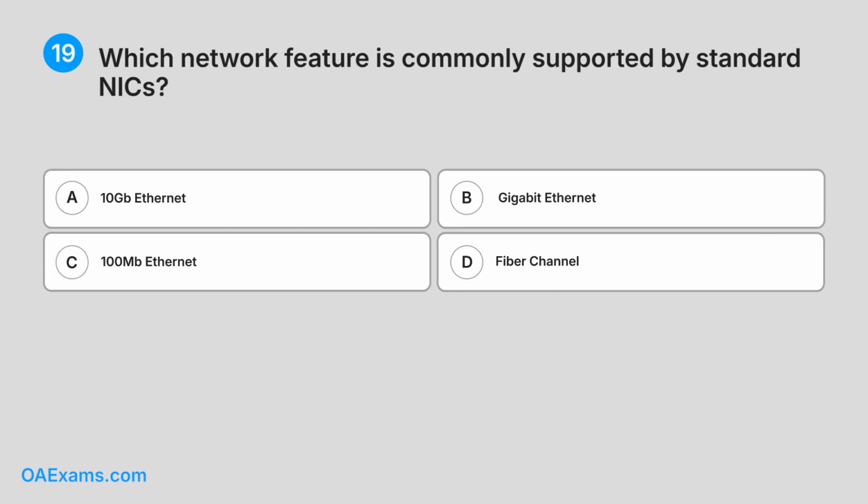19. Which network feature is commonly supported by standard NICs? A. 10 GB Ethernet. B. Gigabit Ethernet. C. 100 MB Ethernet. D. Fiber channel. Can you guess the answer?